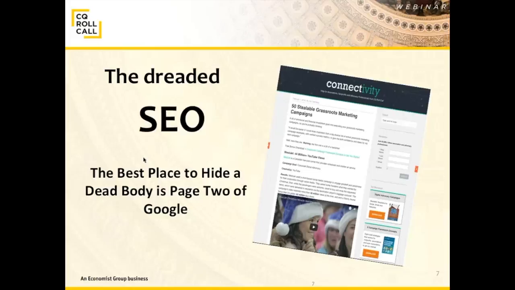I pulled up an example here that we posted on Connectivity back in February, and we made a really determined effort with this piece to get onto the first page of Google. So the first thing we did was decide what keywords we wanted to go after, and we came up with these: grassroots marketing campaigns. It's in the headline there.